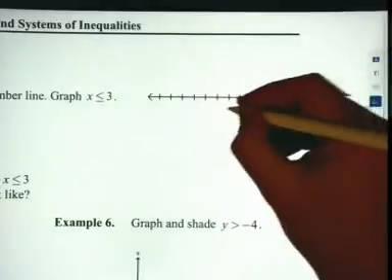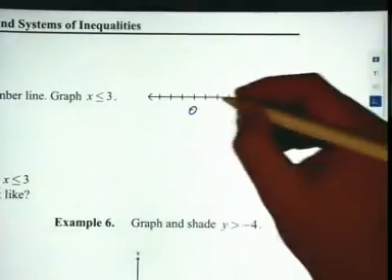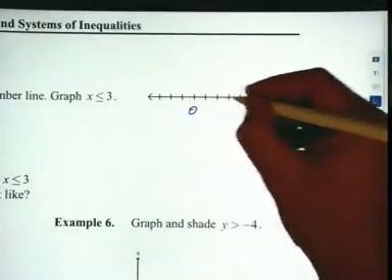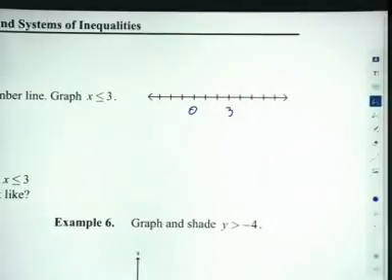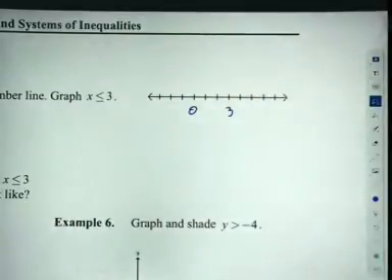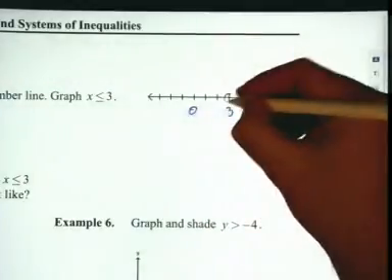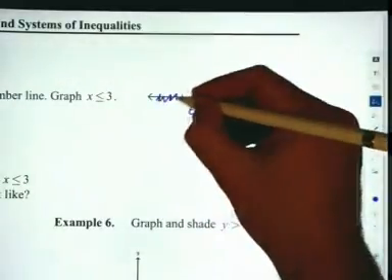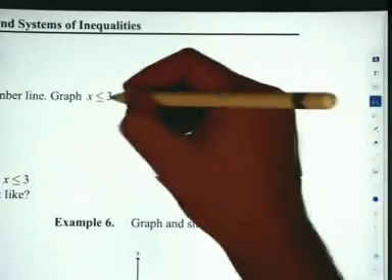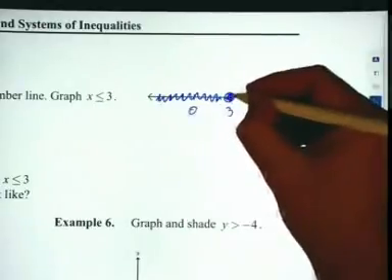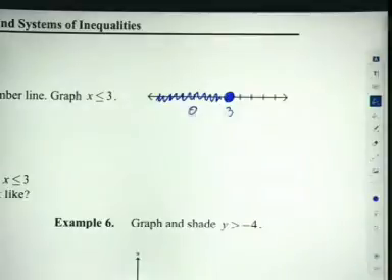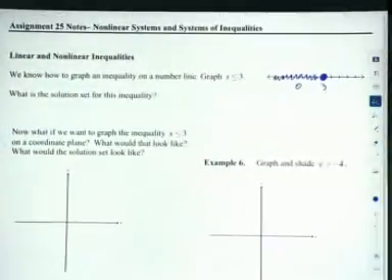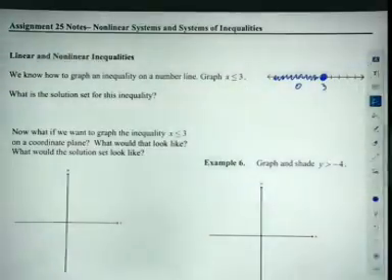Well, if I put 0 right here and 1, 2, 3 right there, we know how to do this on a number line. If it's less than or equal to 3, I'm going to shade to the left, and because of the or equal to, I'm going to put a solid circle around the 3. That's what that would look like on a number line. And we know how to do this. Well, what if we do the same type of work now on a coordinate plane?